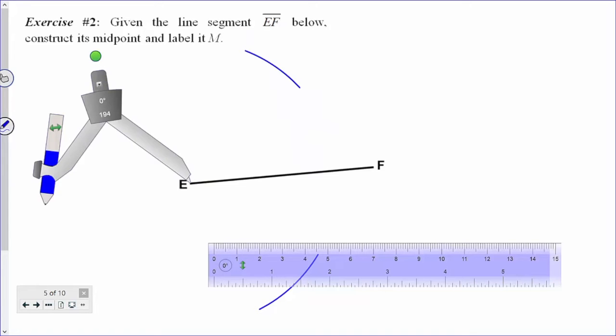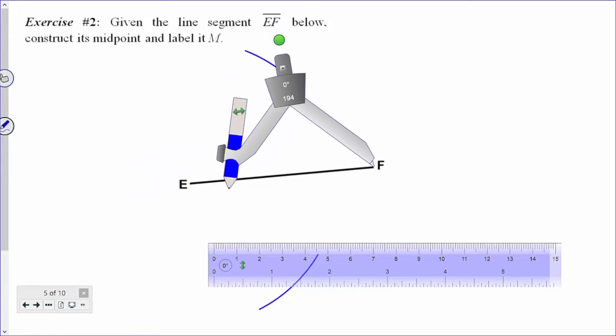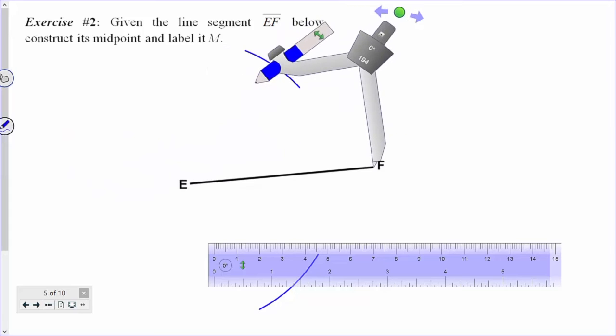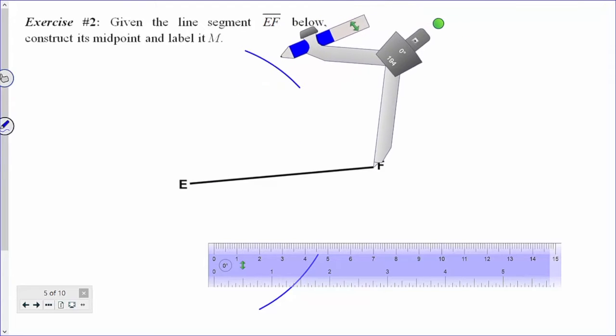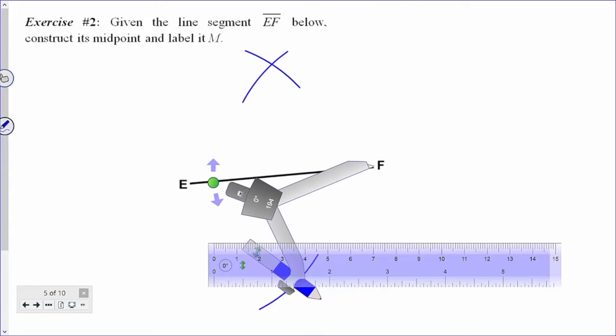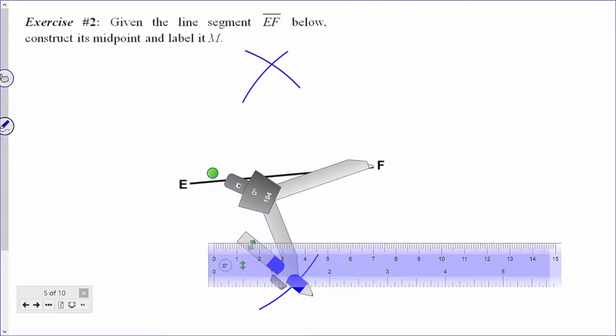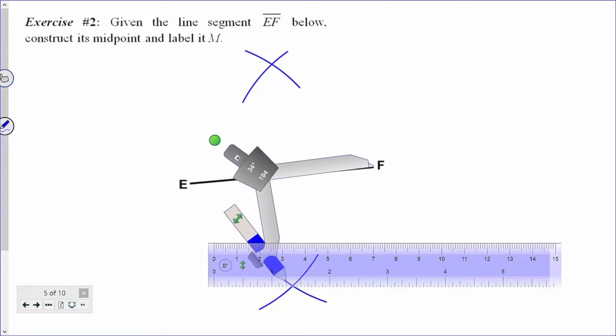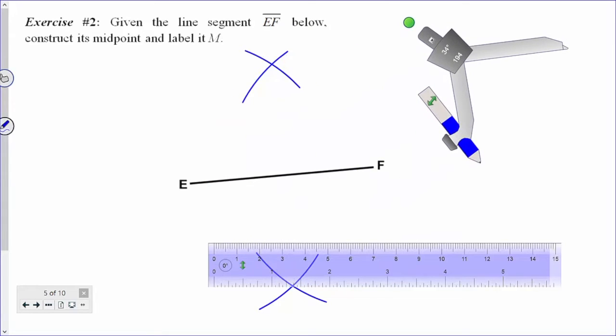Now, key, without changing the radius, and that's probably even harder for you than it is for me, I'm now going to put the sharp end at F, again bring it up, and draw that arc. There it is. You think you have problems with dull pencils. There it is. Okay, move it away.